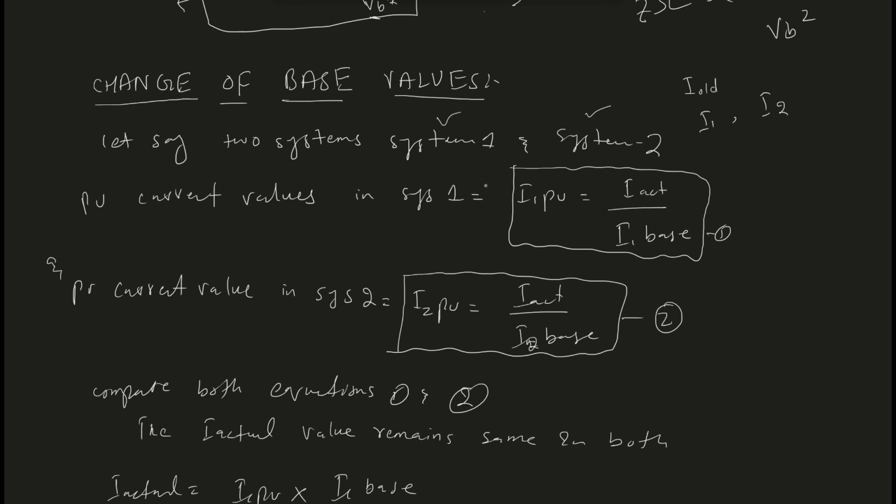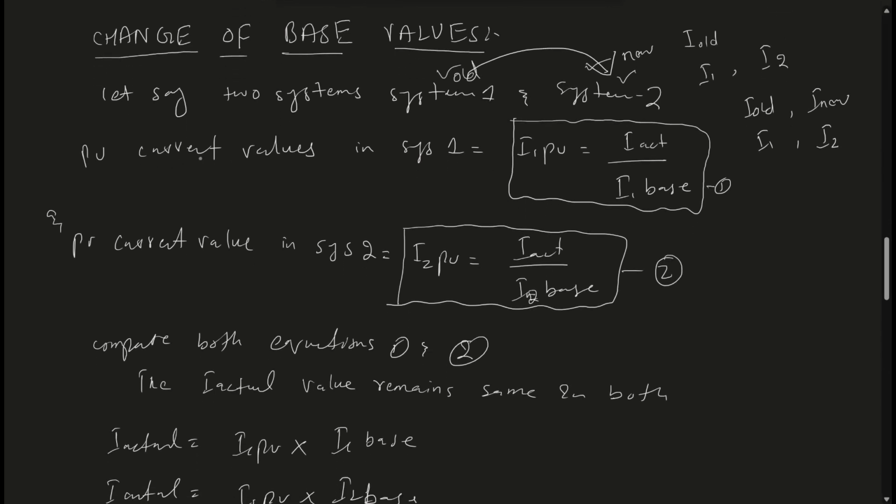So this system is the new value, so we will be going from system 1 to system 2, from old values of system 1 to new values of system 2. Okay, this will be new, so I can write as I old, I new, or I1, I2. Okay, so the per unit current value in system 1 is equal to I1 per unit, which is the system 1 value of current.